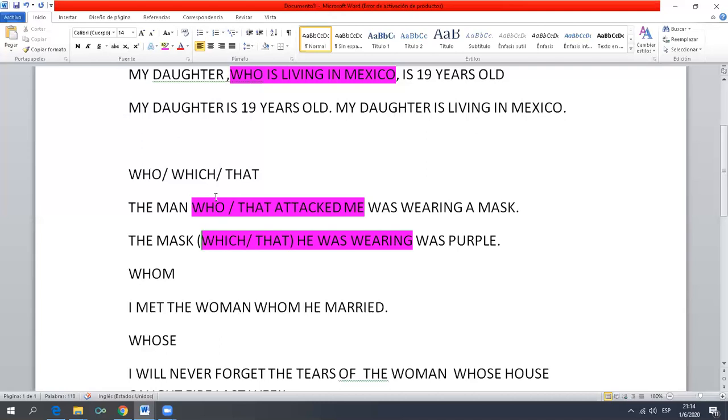No. Why not? Well, because the relative pronouns here, who and that, are the subject inside the relative clause. The relative clause needs a subject. In the second case here, you have a subject, he. He was wearing. But in the first one, the subject is who or that, so you cannot omit it.